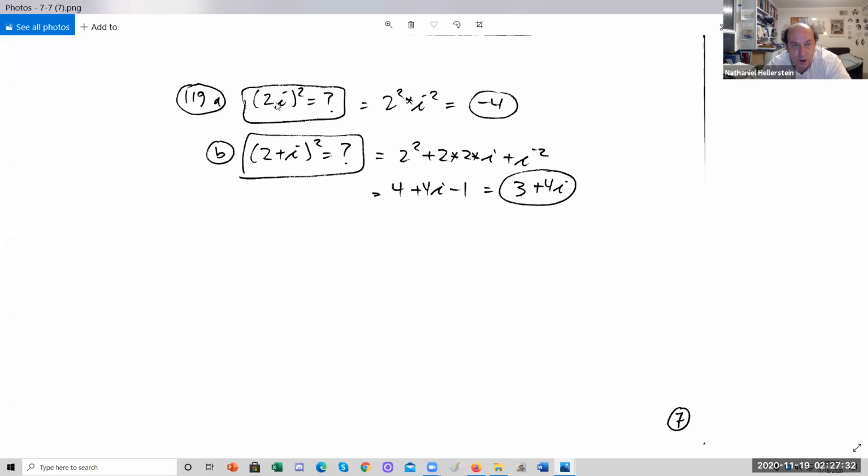There you have a pretty easy one. You have the square of 2i, you have the square of 2 plus i. Square of 2i, you distribute the square, 2 squared times i squared, that's 4, that's a negative 1, so the product is negative 4. Then the square of a sum is square plus twice product plus square. So 2 squared plus 2 times 2i plus i squared. This is 4. This is 4i. This is minus 1. And so combining terms you get 3 plus 4i.